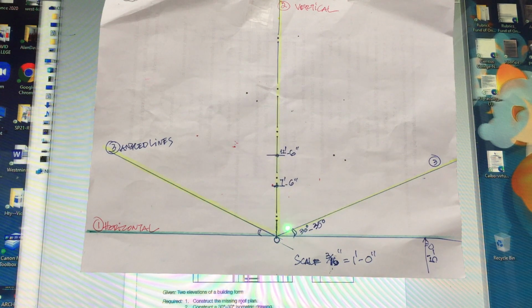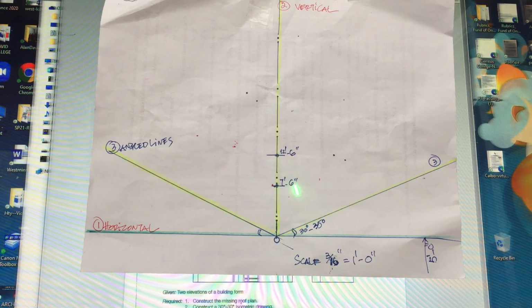After that, you create the angle line. This is the angle line. How much for the angle? It's around 30 to 35 degrees. And you draw the angle line like this. Same thing with the other side. You draw the angle line like this. Same angle, 30, 35. Okay.